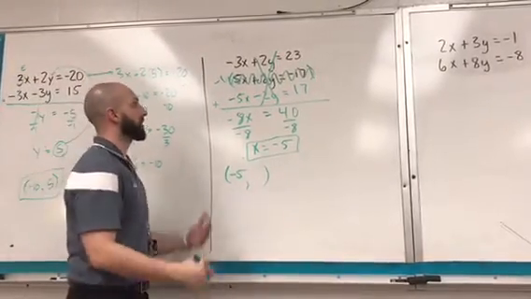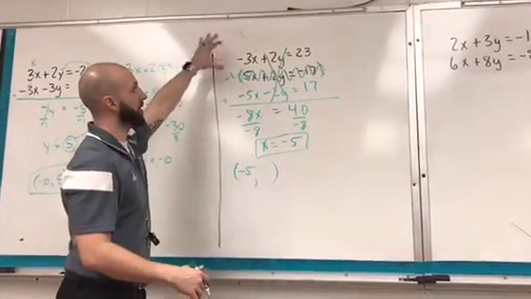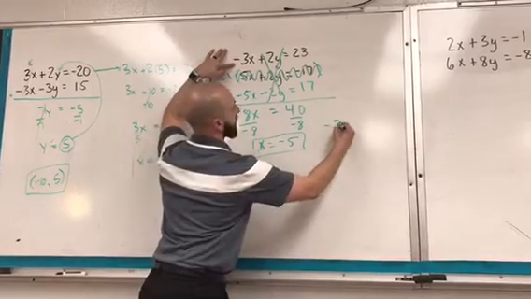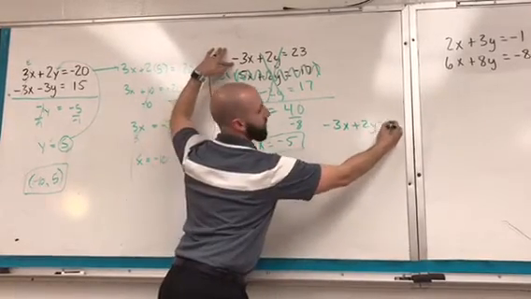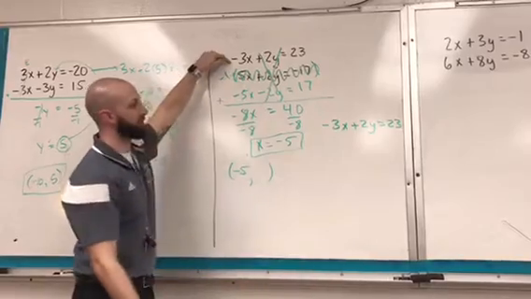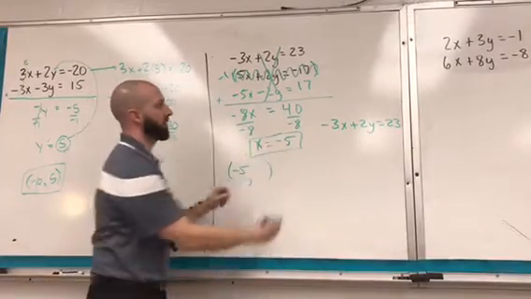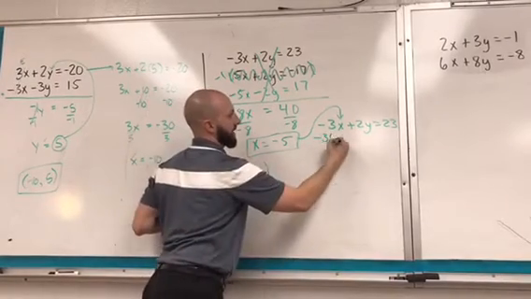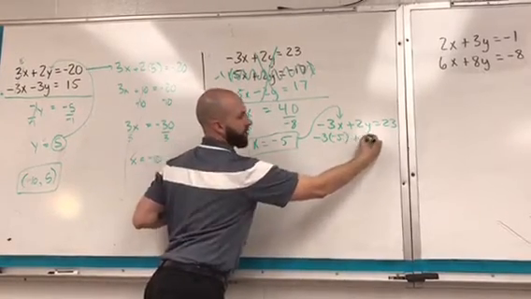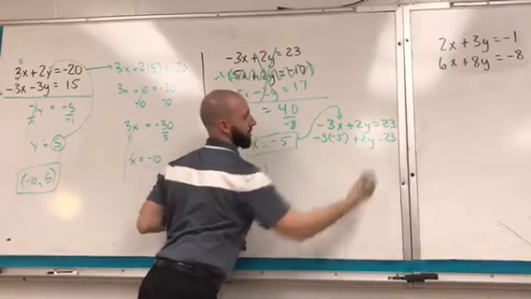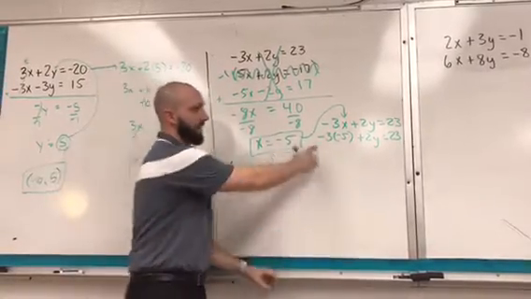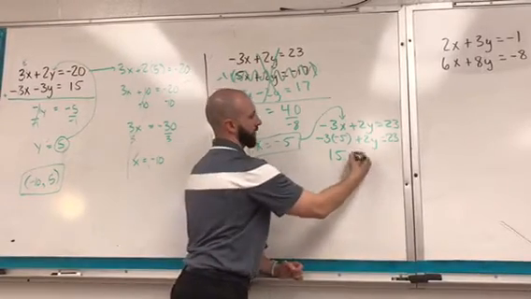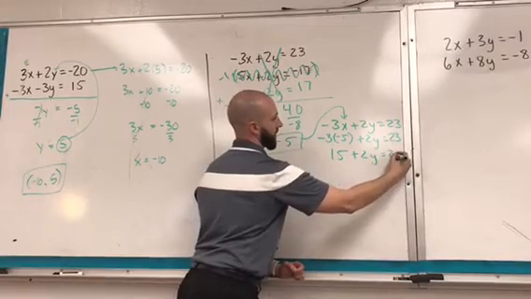find our y value. So you go back up and you pick one of your equations. I'm just going to pick the -3x plus 2y equals 23. I'm picking this one. x is -5, so I plug it in where x is. -3 times -5 plus 2y equals 23. We get -3 times -5 is +15, plus 2y equals 23.